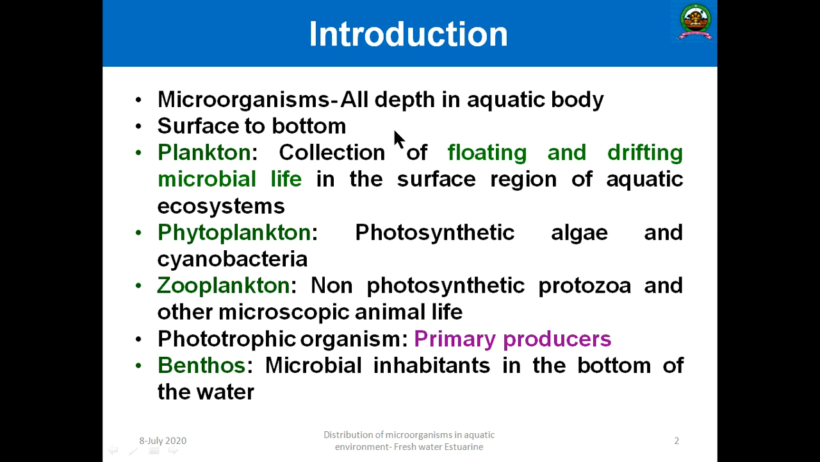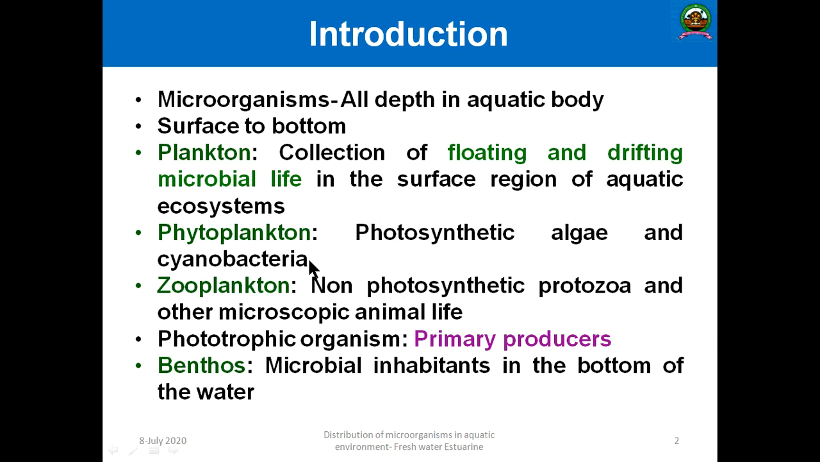And as you all know, the microorganisms are present in all the depths of the aquatic ecosystem, from the top to bottom, from the surface to bottom. The microbial flora that is commonly present in the surface region of the aquatic ecosystem is commonly known as plankton. Plankton may be defined as a collection of the floating and drifting microbial life in the surface region of the aquatic ecosystem. And this plankton can be classified into two groups. Number one, phytoplankton. Next one, zooplankton.